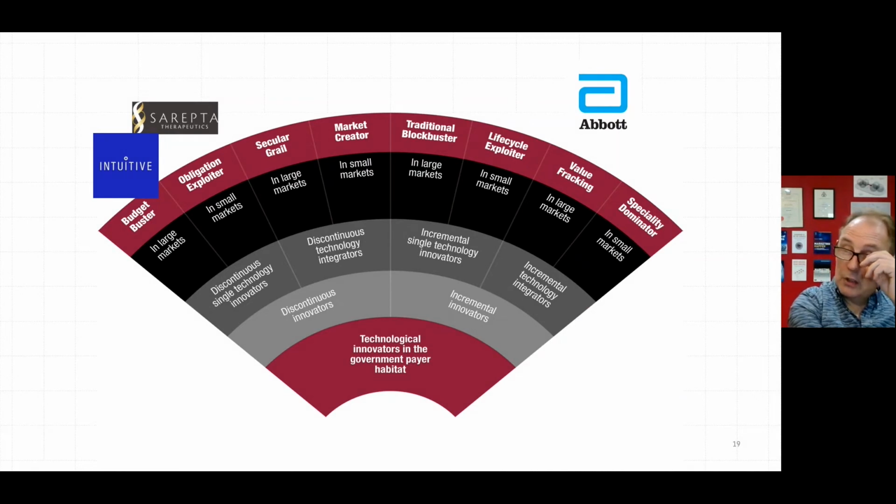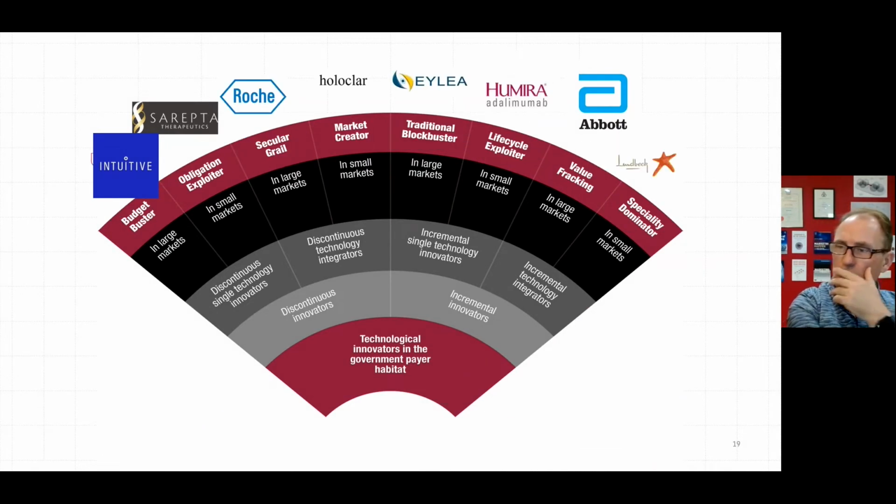And then we see them making choices as to whether to be, if we take just one part of that speciation I showed you, the technological innovators in the government pay habitat, we see them making choices between being a discontinuous innovator on the one hand or an incremental innovator on the other hand. And then they make decisions about whether they're going to innovate with a single technology or whether they're going to integrate multiple technologies. They have different risk and return profiles.